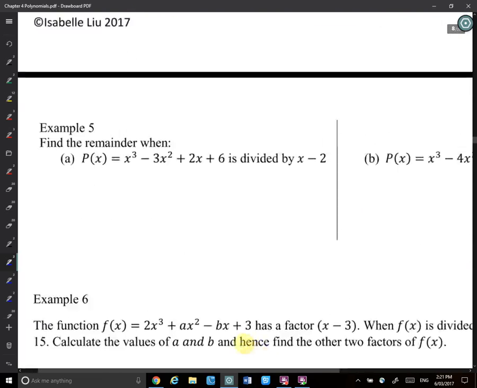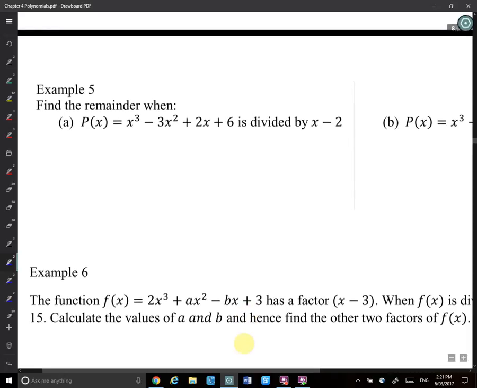Okay. Find the remainder when I want to use that to divide by that. I can do it 2 ways. I can substitute P(2), and that's 2 cubed minus 3 times 2 squared plus 2 times 2 plus 6, which is to calculate whatever I have here. Or, I really like to use the synthetic method.